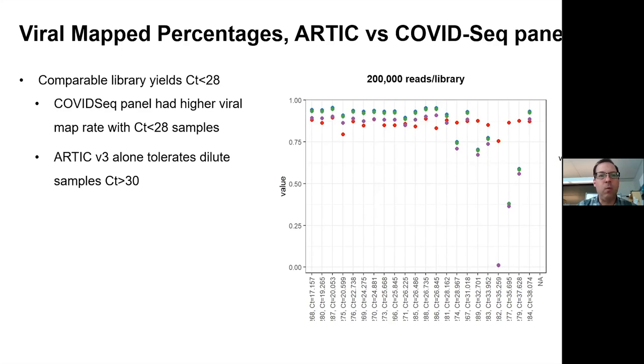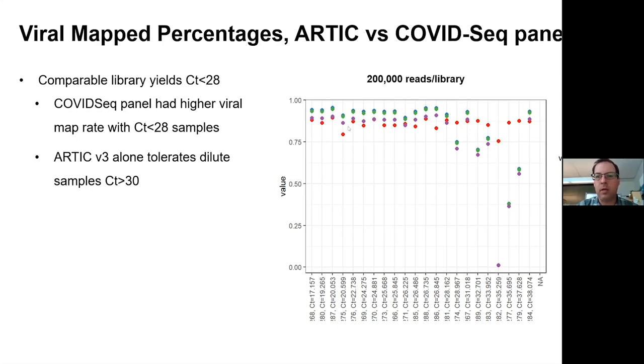So we started to look at whether the quality of each individual library produced with the two panels, given the same input samples, is comparable. We prepared a bunch of libraries with real samples, sequenced to about 200,000 reads per library, and then calculated the proportion of each library that was mapping to the SARS-CoV-2 genome. What we found was that the library yields were comparable below a CT of 28. In fact, the higher dots here, the green and blue dots, are the COVID-seq panel. It seemed to have a higher viral map rate in the sub CT28 samples.